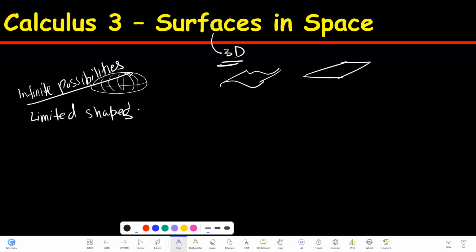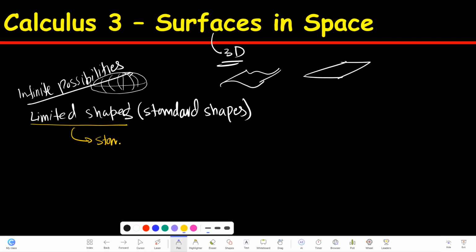Basically my limited shapes are my standard shapes, like hyperbola, parabola, sphere. Other than that, there is a standard equation for a standard shape. I'm just going step by step. Limited shapes we're going to consider for this topic: standard shapes, and a standard shape always comes from a standard equation.